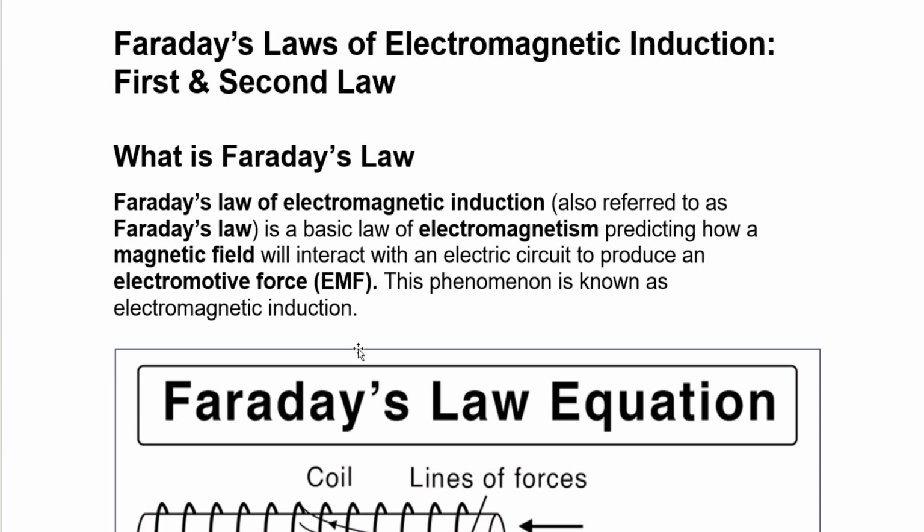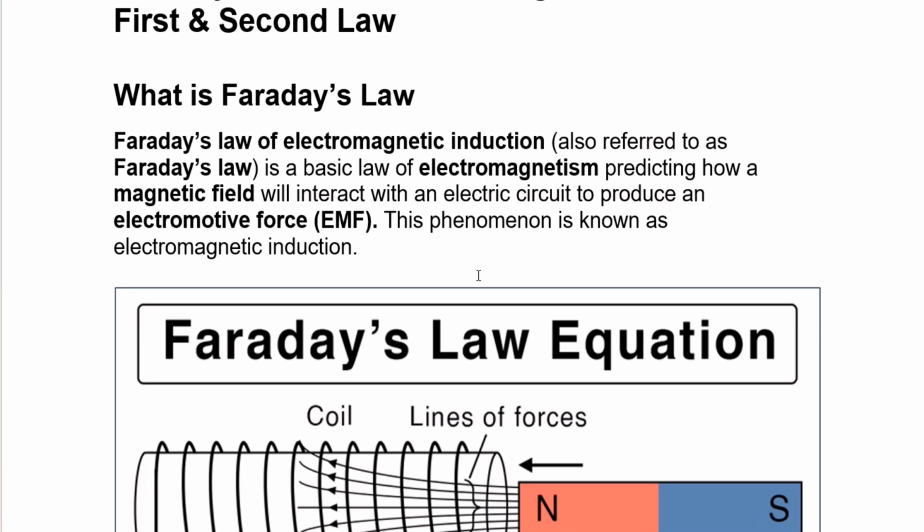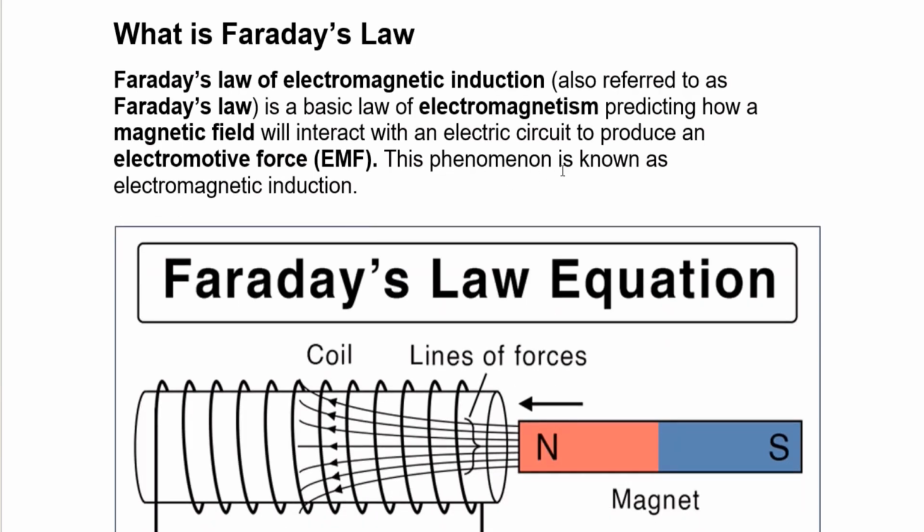So, what does Faraday's law of electromagnetic induction actually state? Faraday's law of electromagnetic induction, also referred to as Faraday's law, is a basic law of electromagnetism that predicts how a magnetic field will interact with an electric circuit to produce an EMF, or electromotive force. This phenomenon is also known as electromagnetic induction.